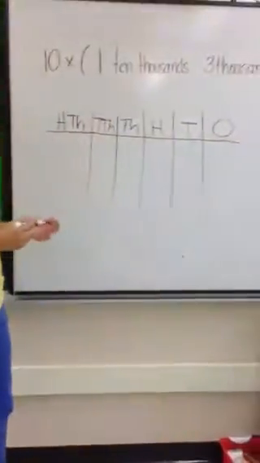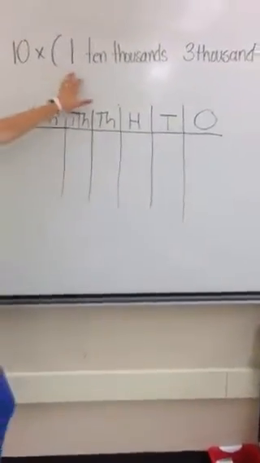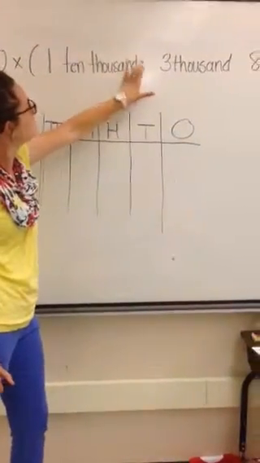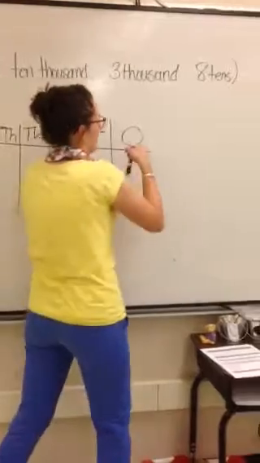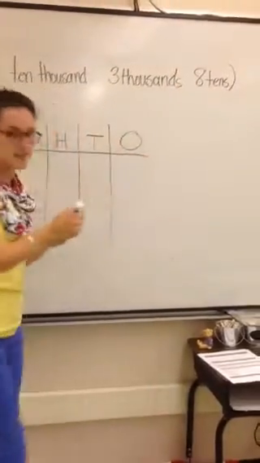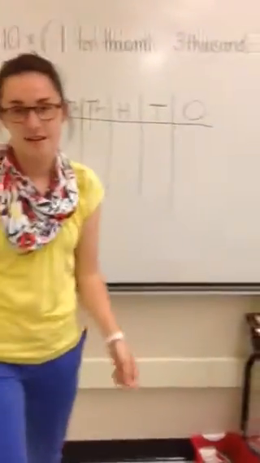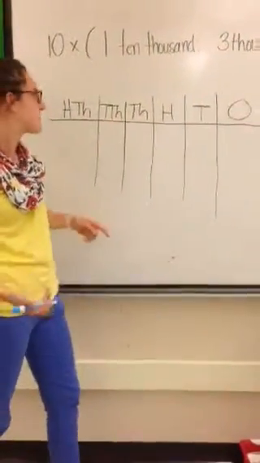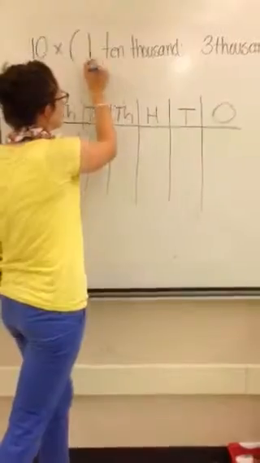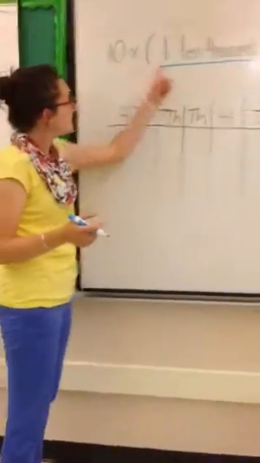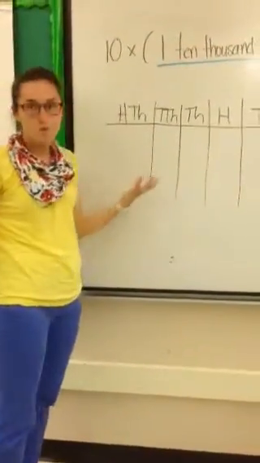Alright, so I'm going to look inside my parentheses and I see 1 10,000, 3,000, and 8 tenths. So I've got 3 parts of this problem to do. Good thing I have 3 colored markers to do it in. Let's tackle the first part. 1 10,000. Alright. So I'm going to go down to my place value chart and I'm going to draw 1 10,000.